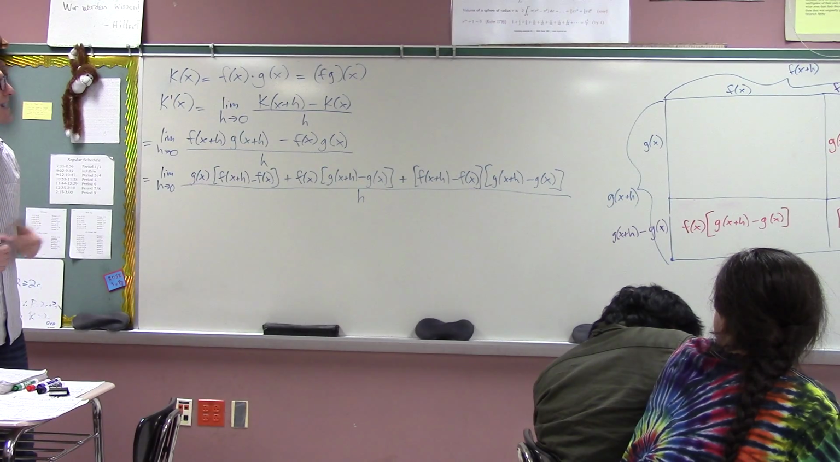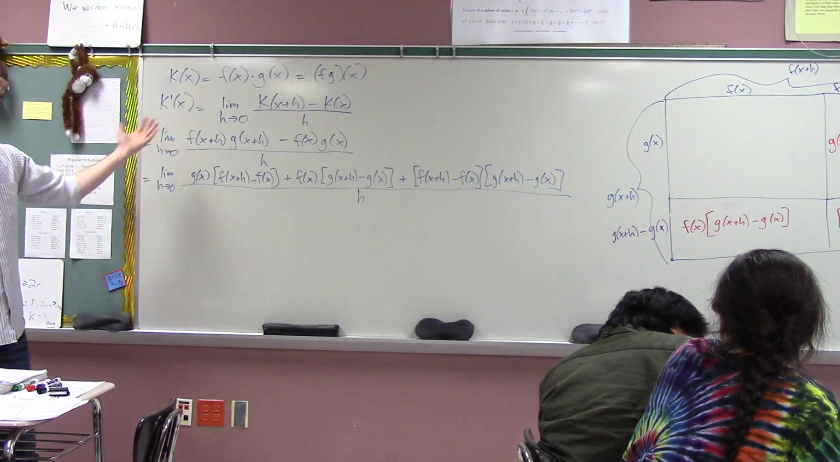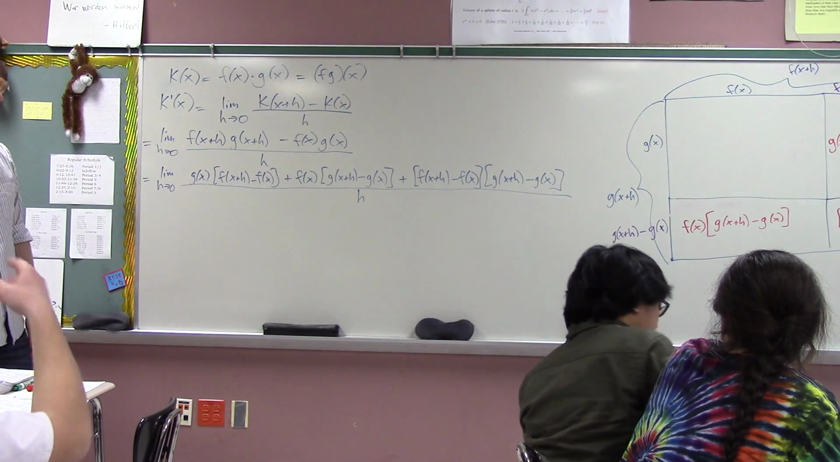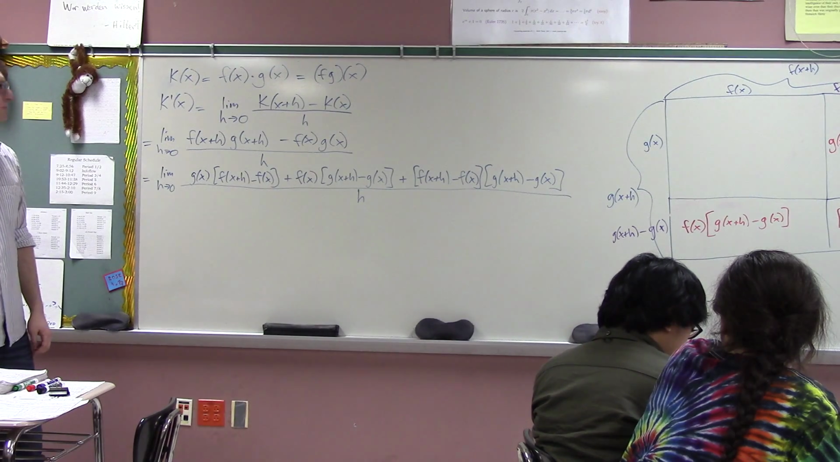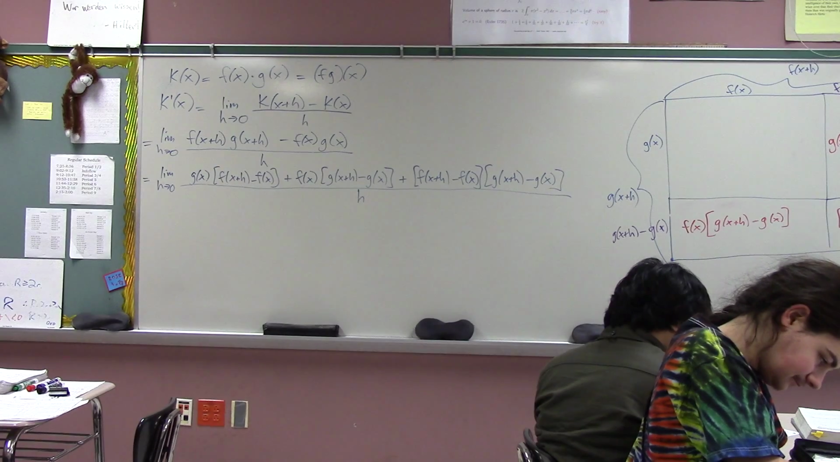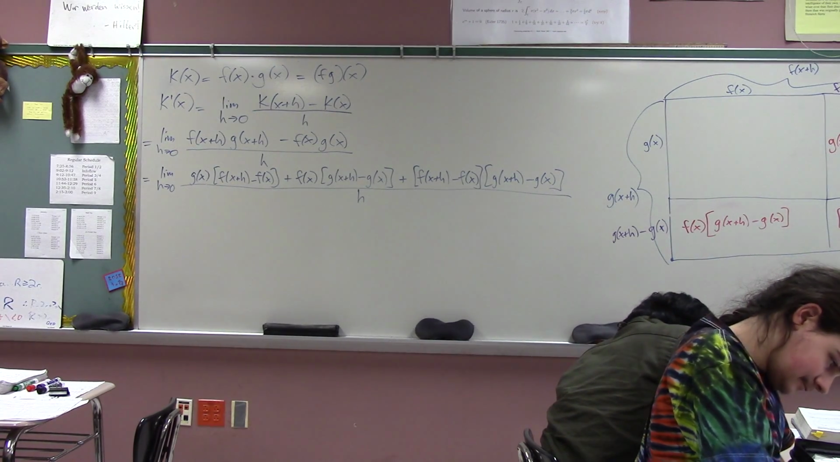All right. So now everything's great, right? How do I finish this off? Yeah. Split it up. Split this up into three limits, each limit representing one of the three rectangles.